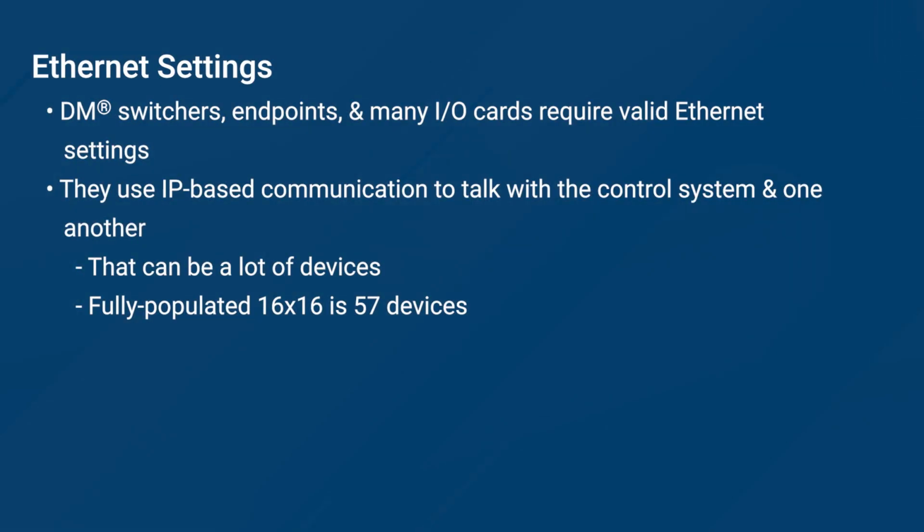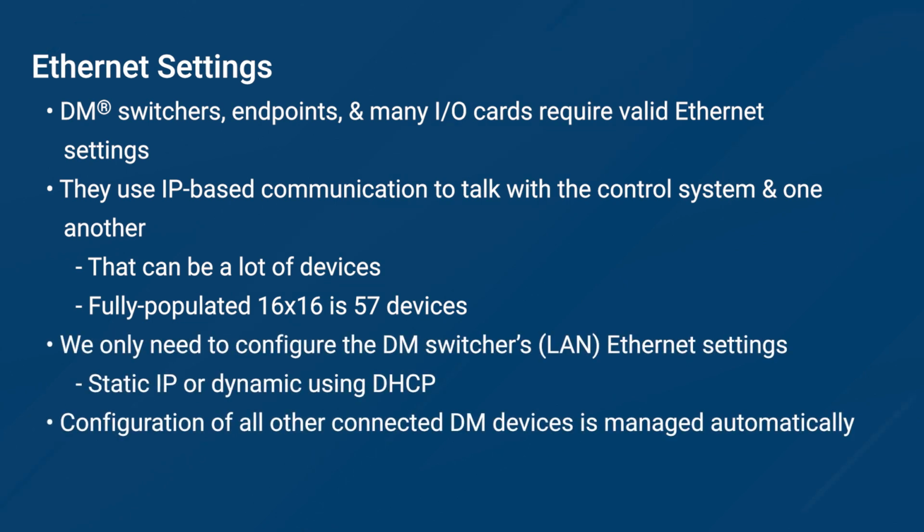DM switchers, endpoints, and many I/O cards require valid Ethernet settings. They use IP-based communication to talk with the control system and one another. That can be a lot of devices that take up many IP addresses. A fully populated 16 by 16 is 57 devices. Private network mode solves this.